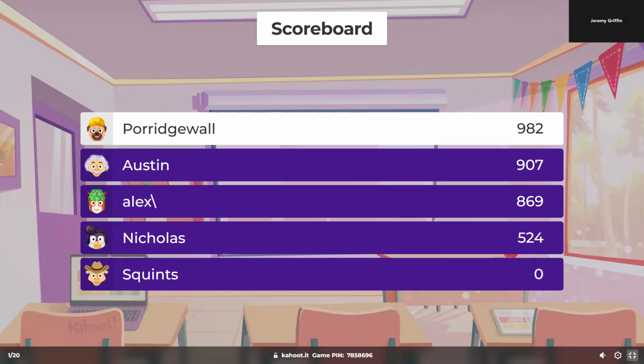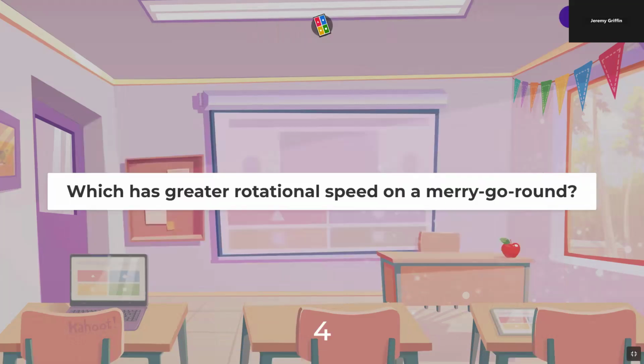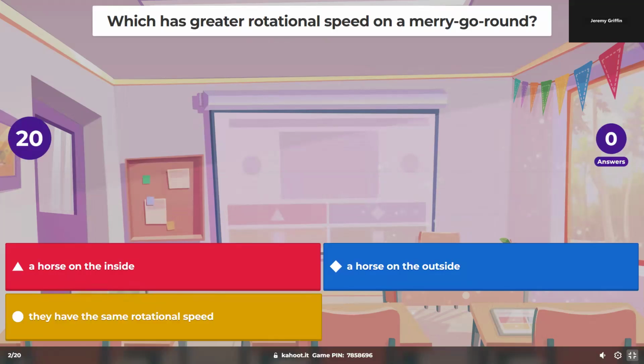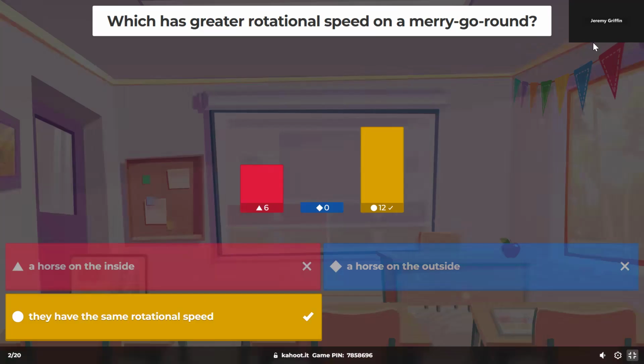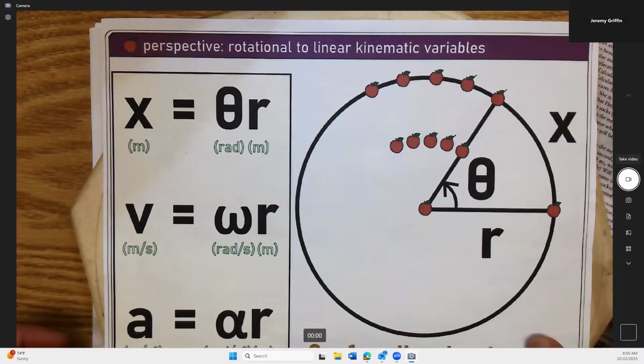Ooh, points on the board. Which has greater rotational speed? Also called angular speed. That's the Greek letter omega, a curly W. Omega: angular speed, rotational speed. Yeah, they're all the same.